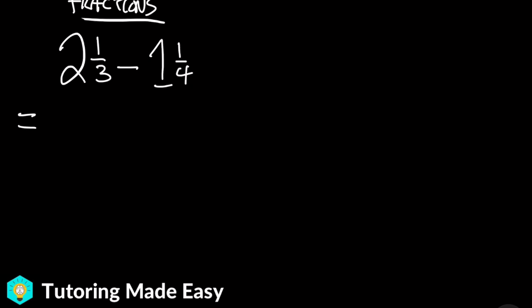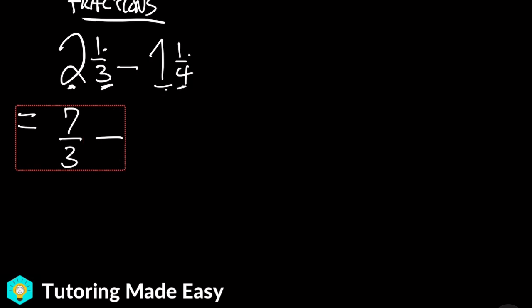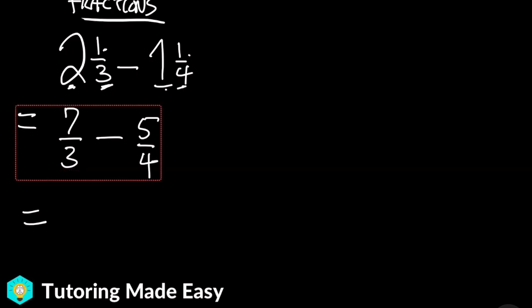Always bring your equal to sign. We multiply this 3 by 2, we get 6. We add it to the 1, we get 7. We divide it by the denominator 3. Minus this 4, multiply by this 1, we get 4. Add it to the 1, we get 5. We divide by the denominator. And like I said, there are 2 ways you can do that.